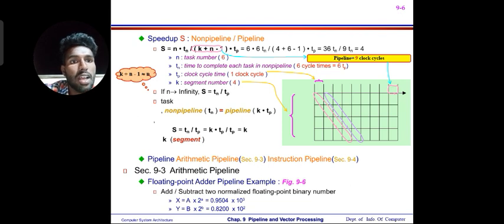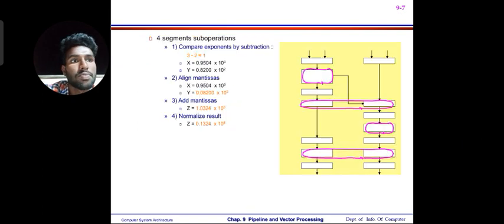Add and subtract normalized floating point numbers. X equal to A times 2 to the power a, equal to 0.9504 times 10 to the power of 3. Y equal to B times 2 to the power b, equal to 0.82000 times 10 to the power of 2. 4 segment sub operations.